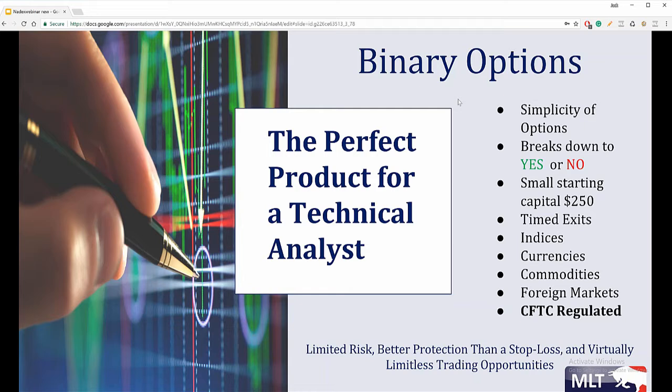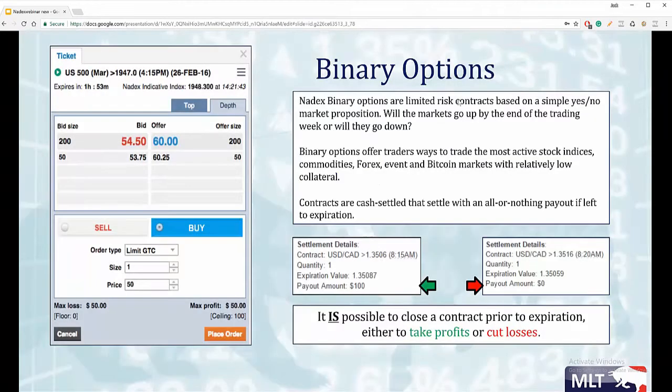So binary options, how do they work? On the left-hand side, that is what's called a Nadex binary option order ticket. And at the top here, you actually see the US 500. So that US 500 is the S&P 500 futures market, which is the most liquid index futures product out there.